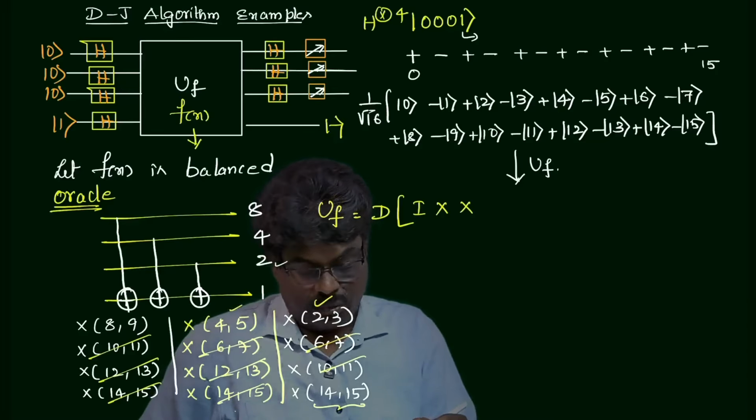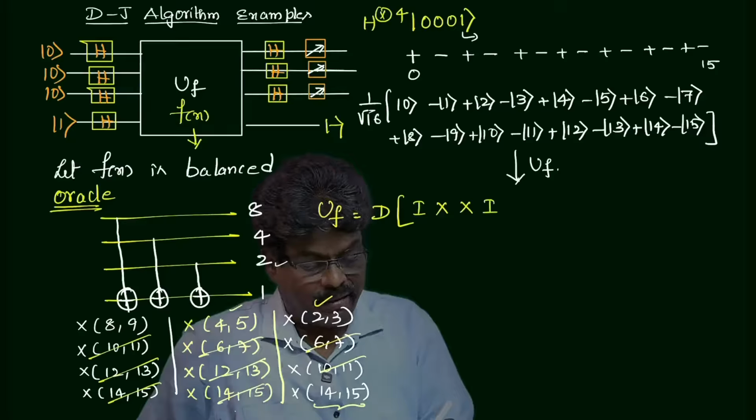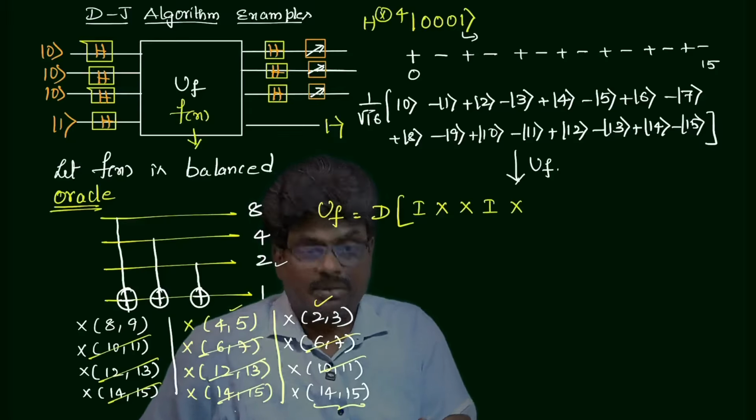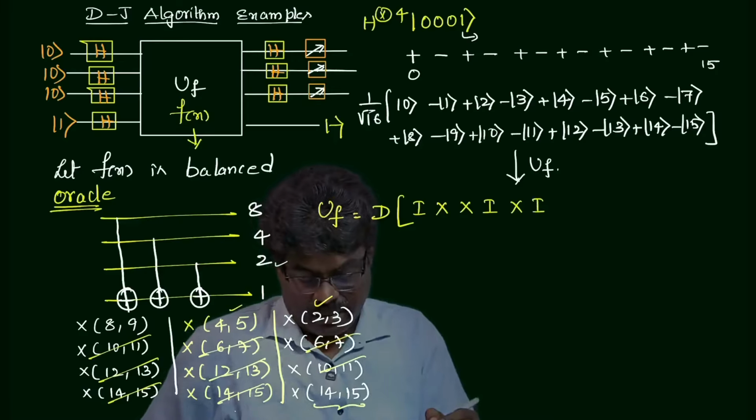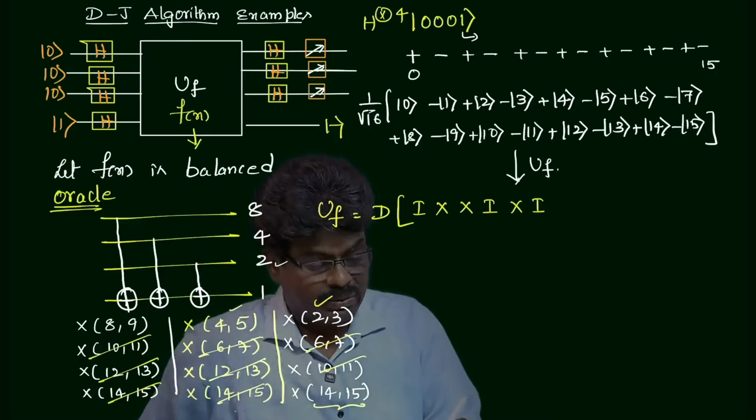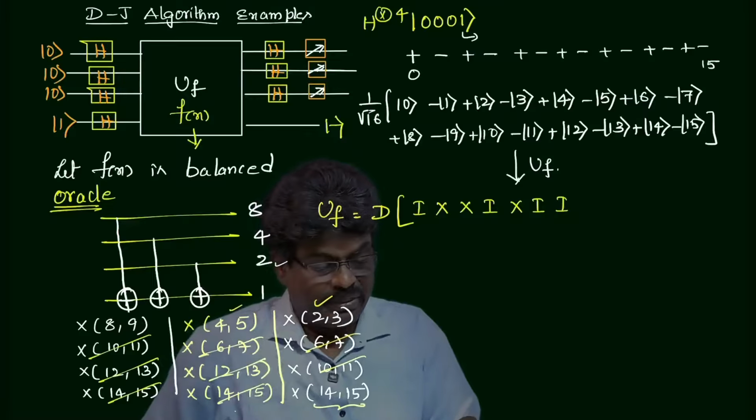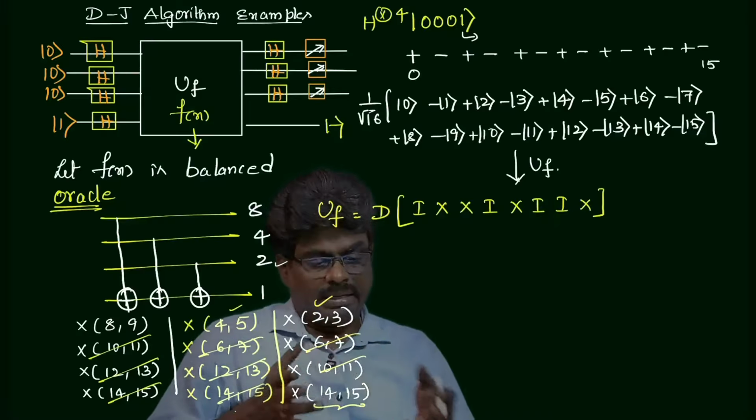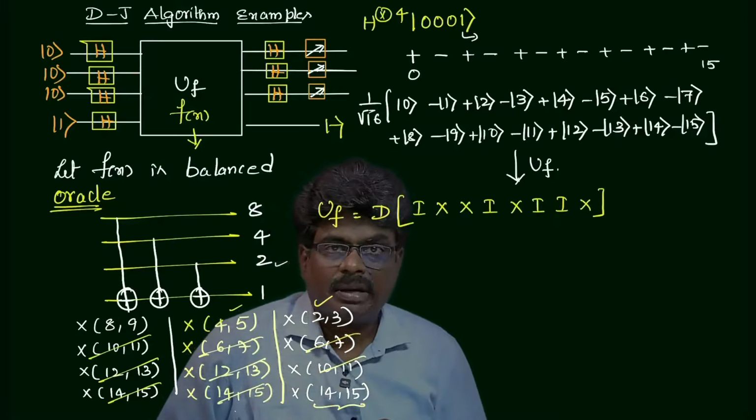6 7, no, it's cancelled actually. 8 9, it is x. 10 11, no, identity. 12 13, no, that's why identity. 14 15, yes, it is there, that's why it is x. So then you will get that unitary operator.